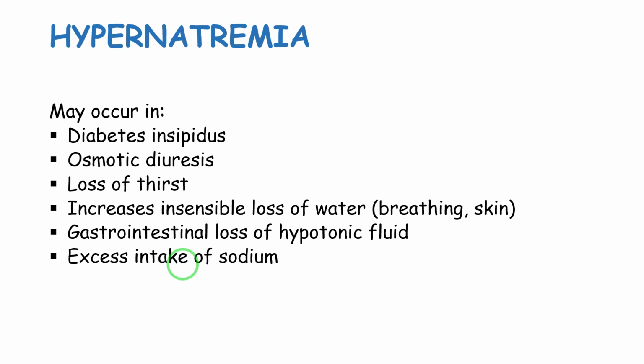Hypernatremia also occurs in persons who may be thirsty but are unable to ask for water. For example, some adults who have an altered mental state cannot ask for water, or an infant who cannot express their need for water. At this stage, they may develop hypernatremia.